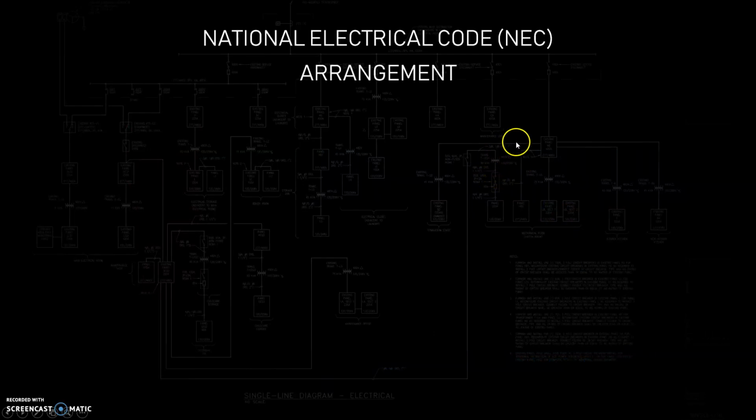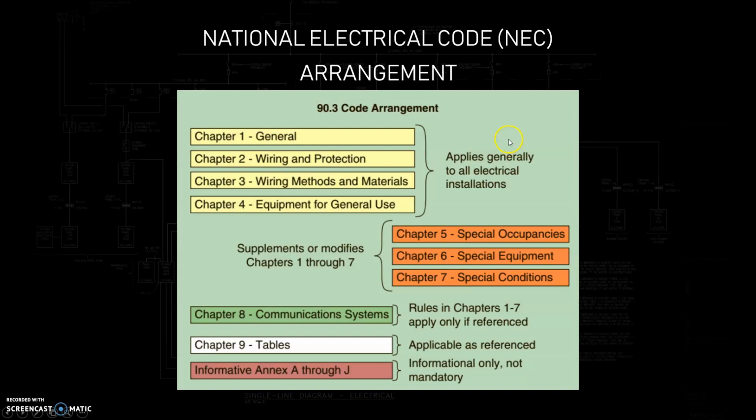But anyway, so arrangement. How is this book made up? The code book, as you might guess, is very predictable and systematic in how it does things. So we have essentially here you can see 9 chapters plus an informative annex. Chapter 1 is just some general stuff. Something very important that gets overlooked a lot in Chapter 1, and I should say every chapter is split up into articles, but Article 100 in Chapter 1 is actually definitions. You're going to define some common terms. That gets overlooked quite a bit. You can find a lot of code answers by looking in Article 100, definitions.